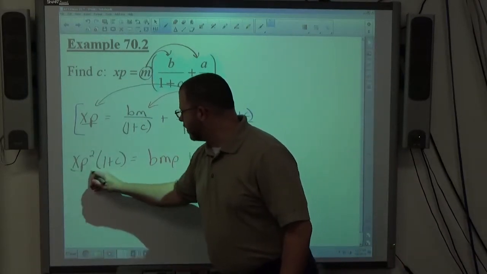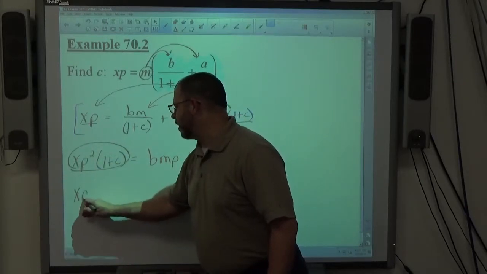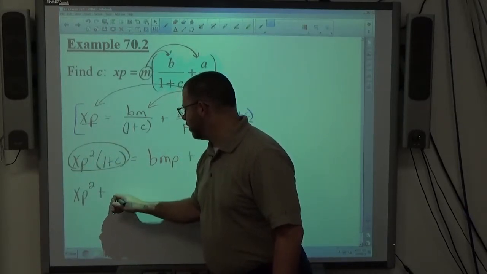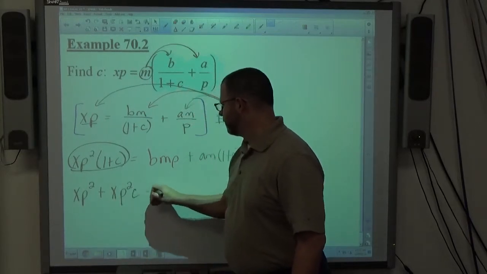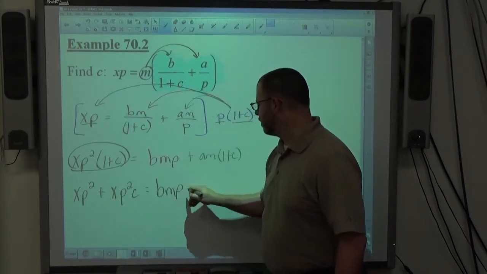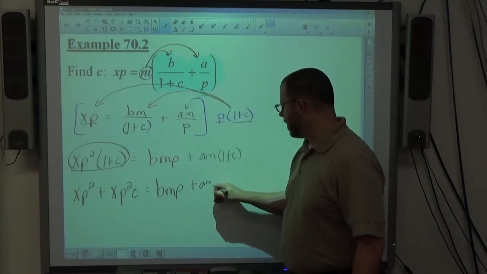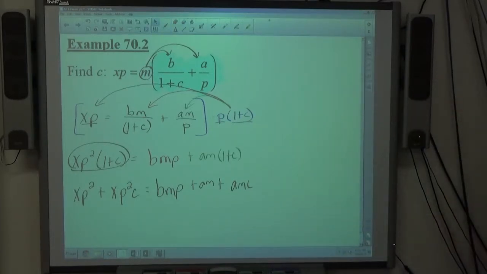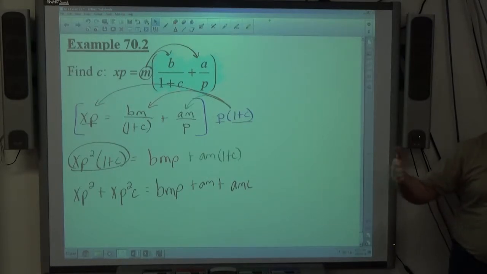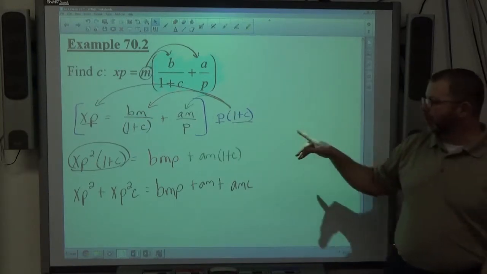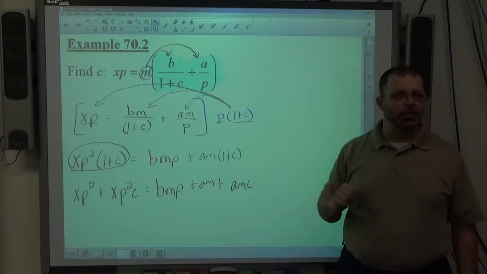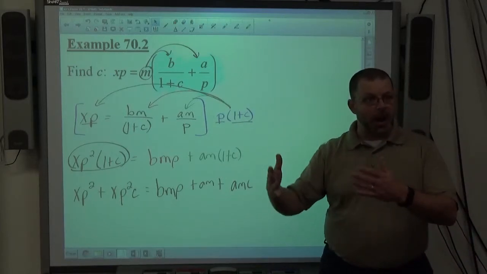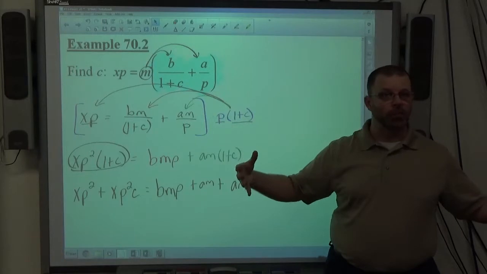So what's left to do is to fix this. It's another distributive property. I'm going to do xp squared plus xp squared c. bmp is fine the way it is. And am times 1 is am, and am times c is amc. I wasn't as concerned about alphabetical order that time as I was before, but if you want to always do alphabetical order, that's fine. I just want to make sure I got all the right terms. Notice, because we had a binomial denominator, we ended up with 5 terms here instead of 3.